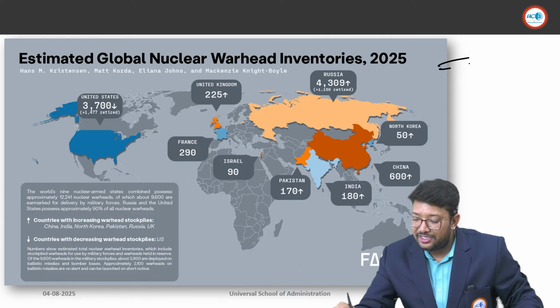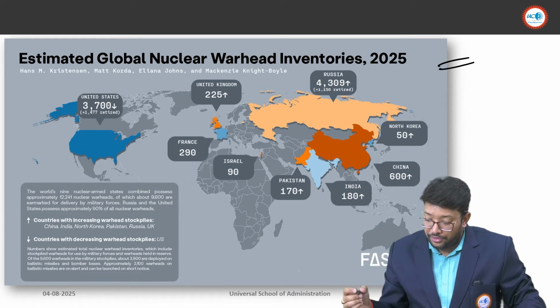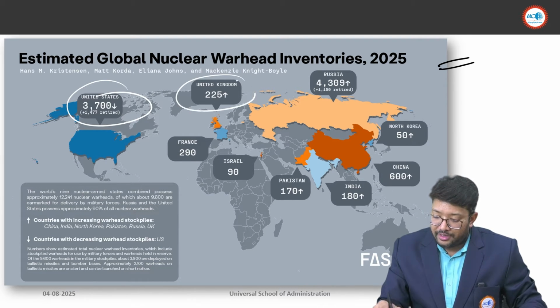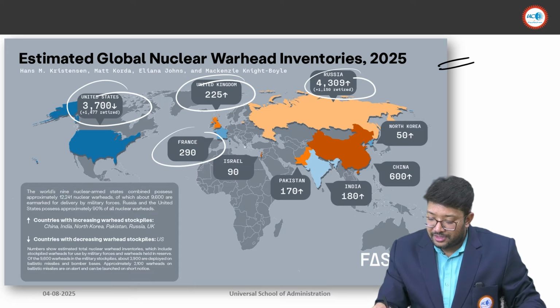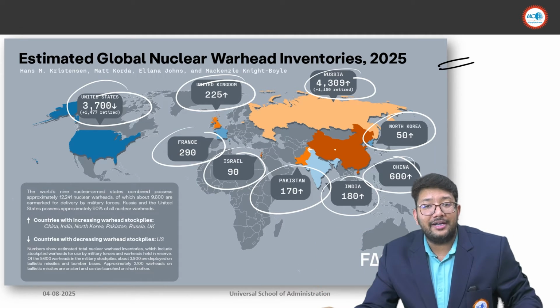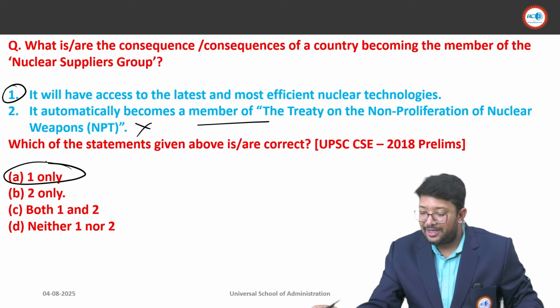This is the recent data about nuclear warhead inventories of 2025, showing which country owns how many nuclear warheads. The United States, United Kingdom, Russia, France, Israel, Pakistan, India, China, North Korea, all these countries possess nuclear warheads. So the answer would be one only, not two. Two is wrong. One only is the right answer.